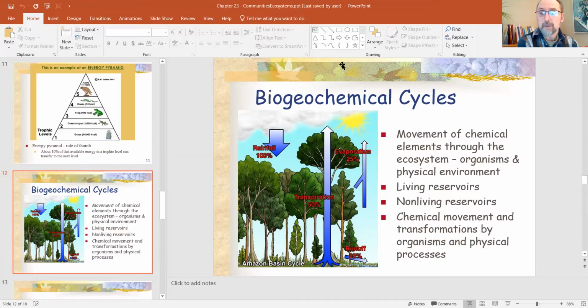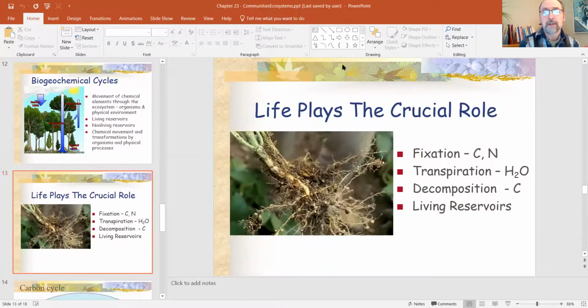And the movement of these chemicals are by physical processes and by the organisms themselves. These are called nutrient cycles or biogeochemical cycles, and they're really important for living organisms, and often life plays a crucial role. Organisms help these chemicals move, like carbon and nitrogen. Plants can take carbon out of the air. Bacteria, like the bacteria that live in the root nodules of soybeans, that's what you're looking at here, they can take nitrogen out of the air.